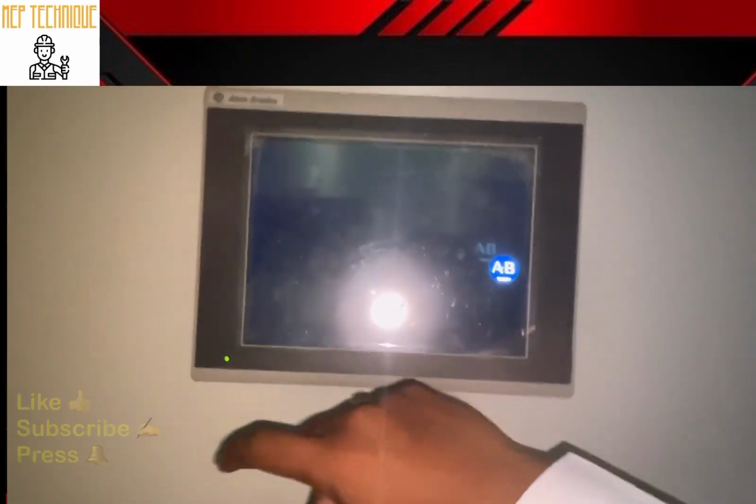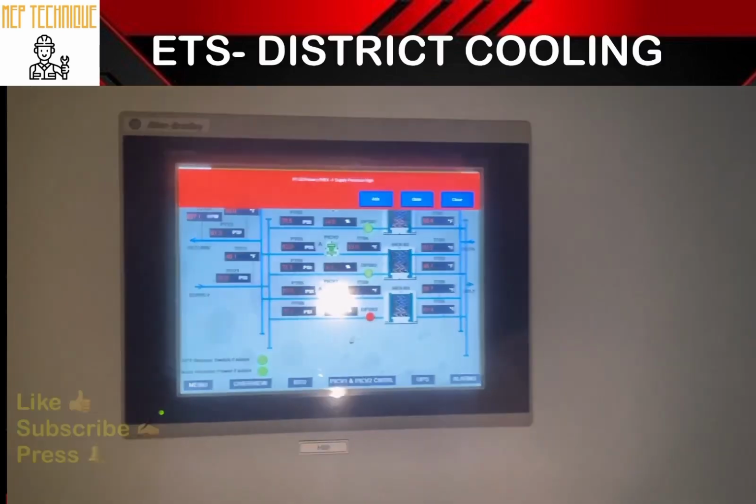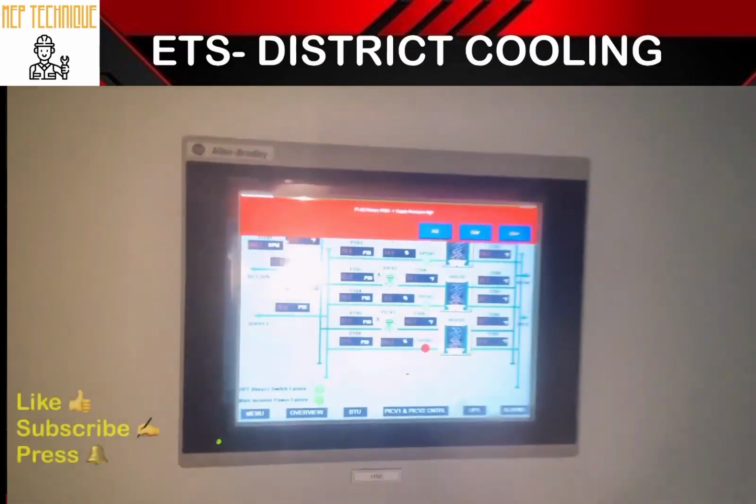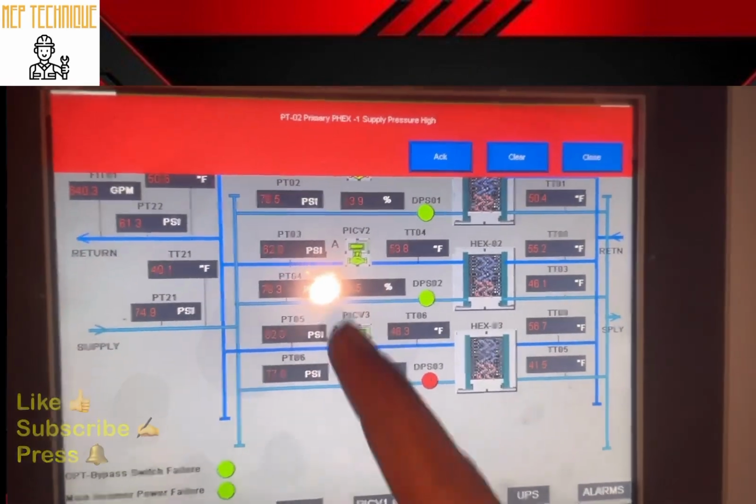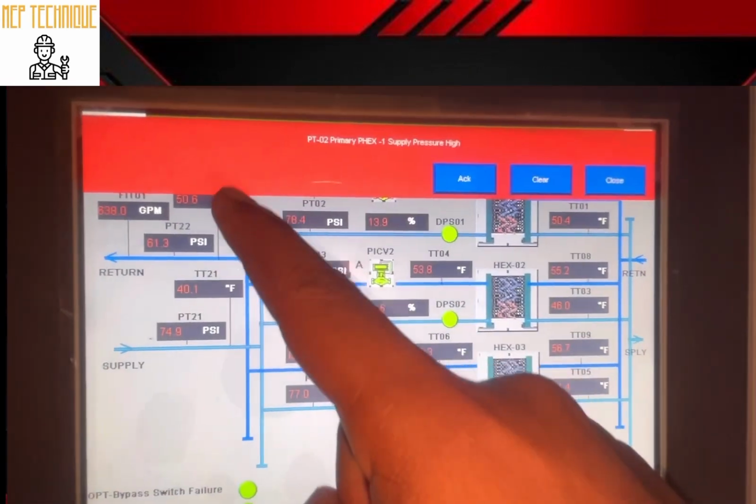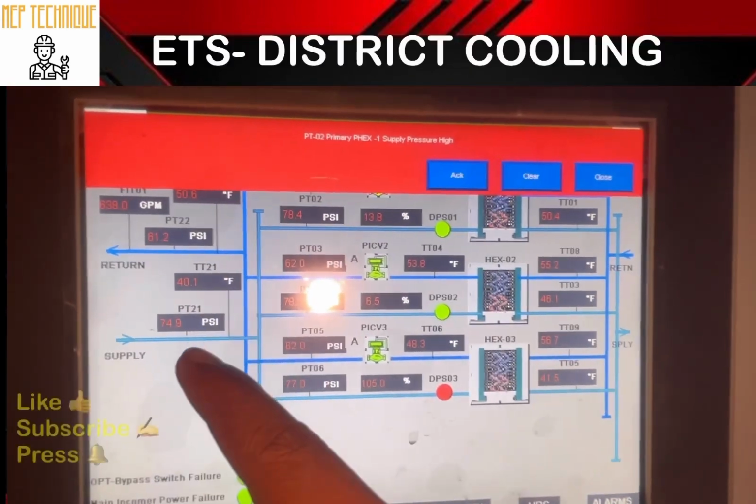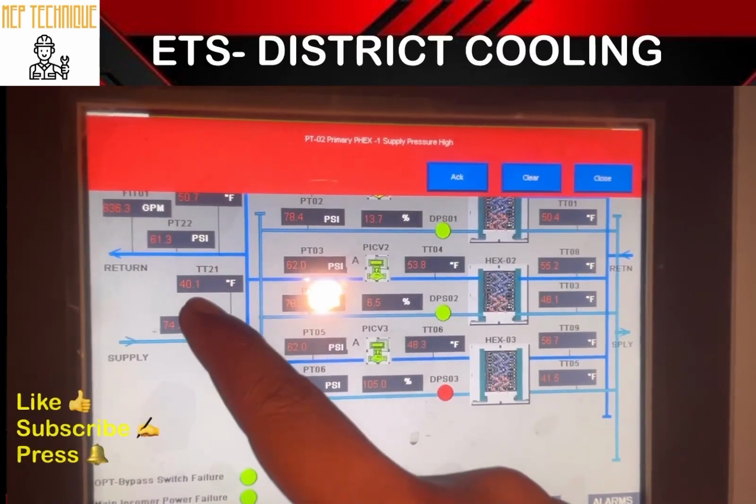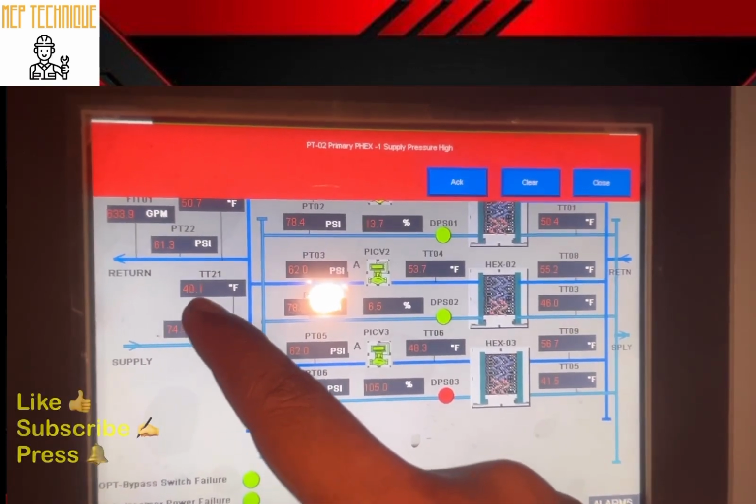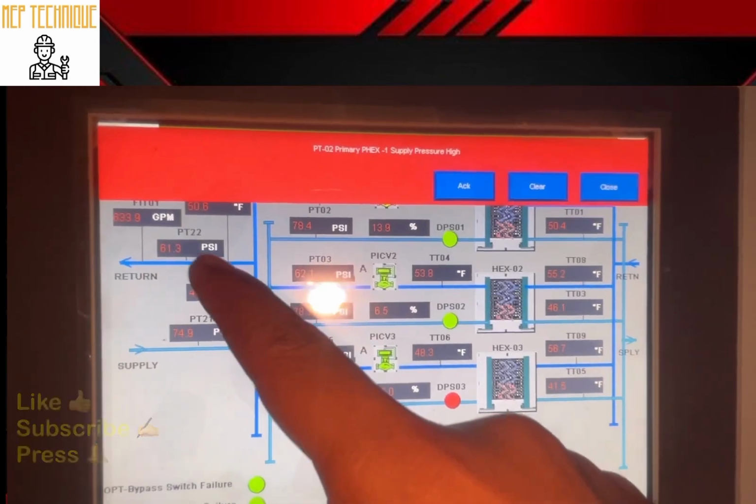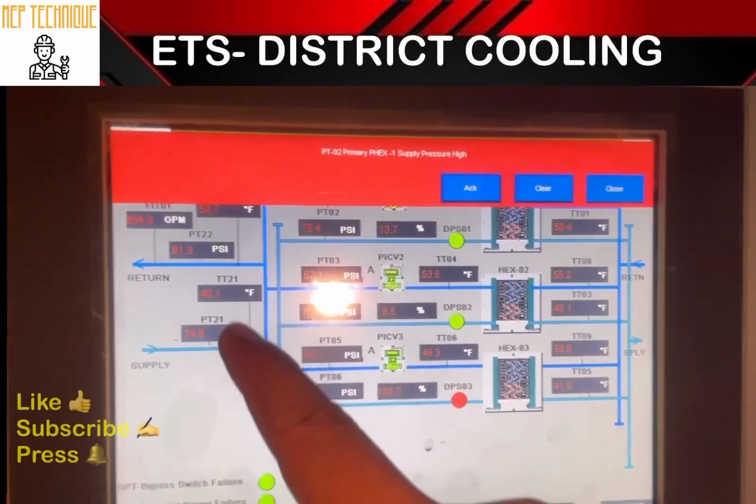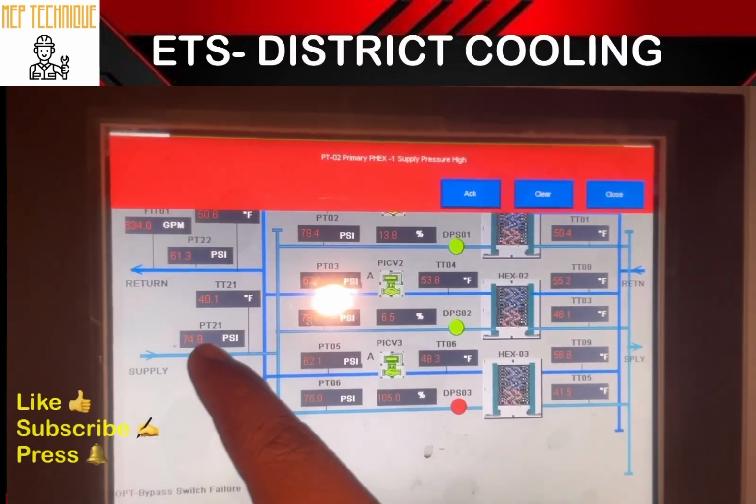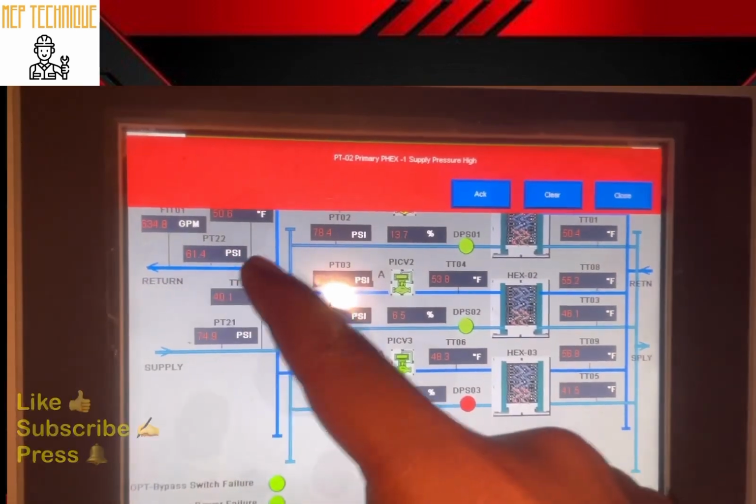Now I am in front of the PLC. I am going to switch it on. This is the display. You can see here the primary supply and the return. This is the primary circuit, supply and return. The supply temperature is 40.1 degrees Fahrenheit and the return is 50.6 degrees Fahrenheit. The supply pressure is 74.1 and the return is 61.3.